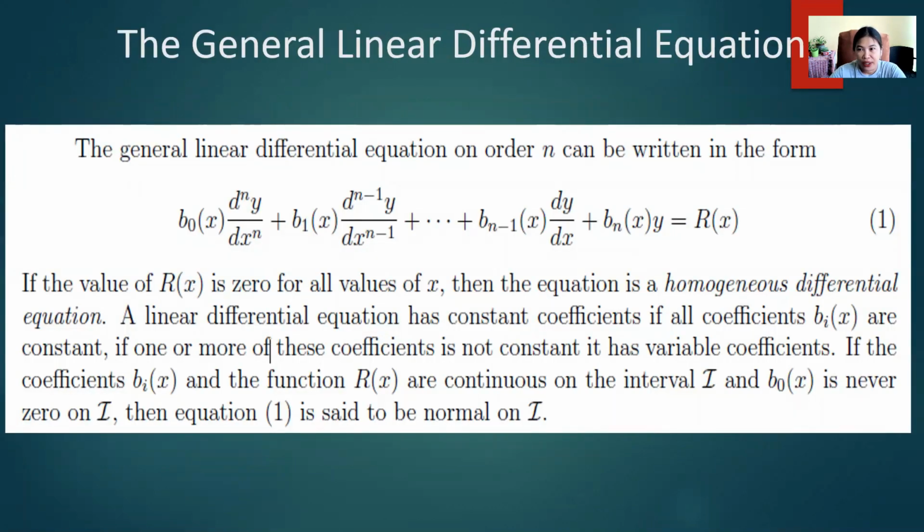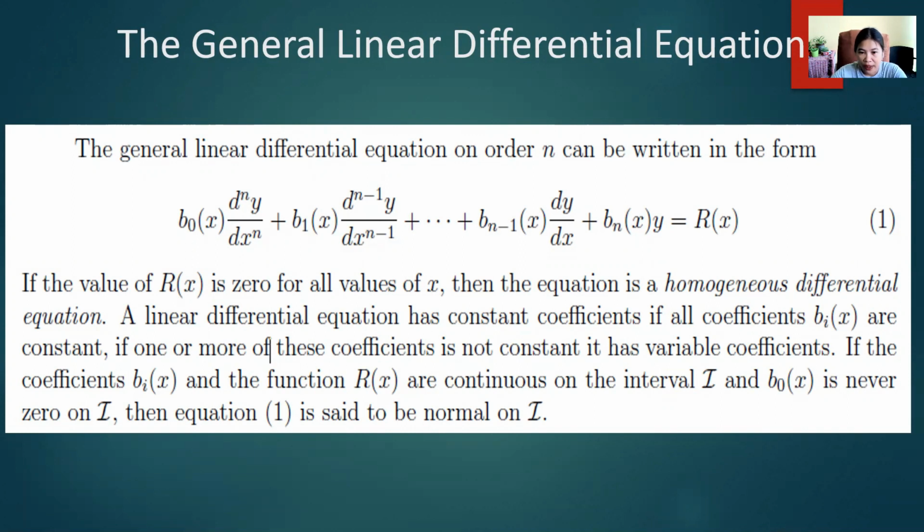Now, what is the general linear differential equation? The general linear differential equation of order n can be written in the form presented in equation number 1. b0 as a function of x times the nth derivative of y with respect to x, plus b1 of x times the (n minus 1)th derivative of y with respect to x, plus up to b(n minus 1) of x times the first derivative of y with respect to x, plus bn of x times y is equal to r of x.